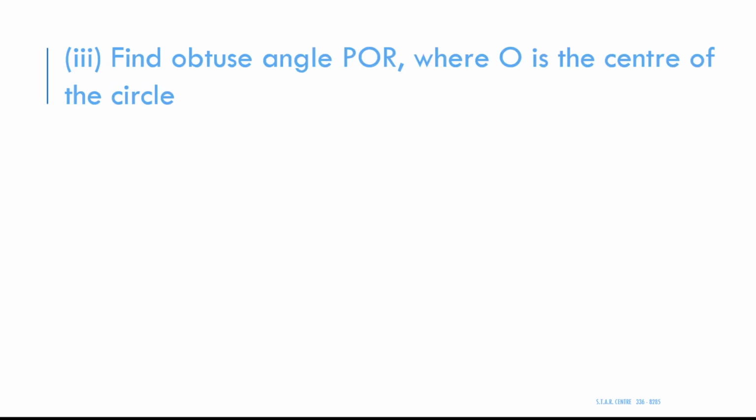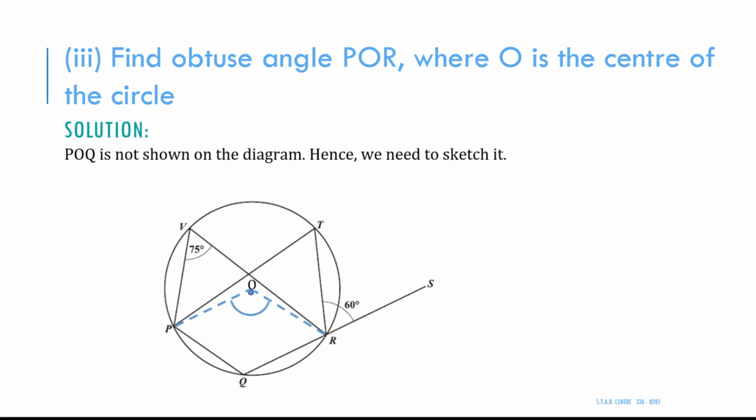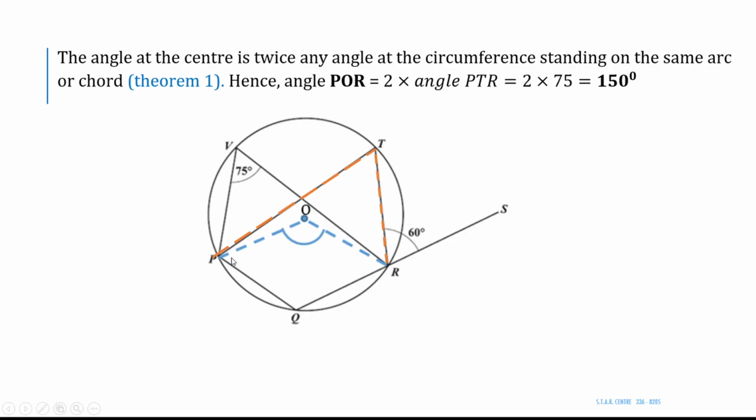Part 3, find the obtuse angle POR, where O is the center of the circle. Now, there is no O shown on the diagram, so we need to do a sketch in this case. We find the center of the circle and label this as O, and I'm just doing a dotted line to represent that angle POR. So to find the angle POR, I'm going to use theorem 1 that says the angle at the center is twice any angle at the circumference standing on the same arc or chord.